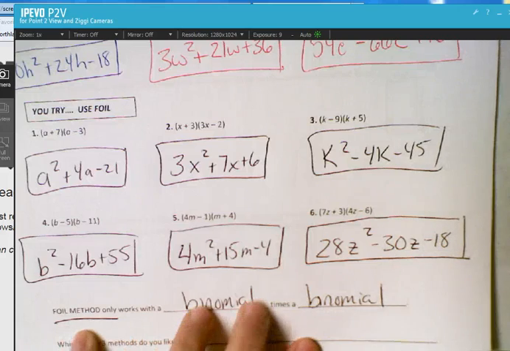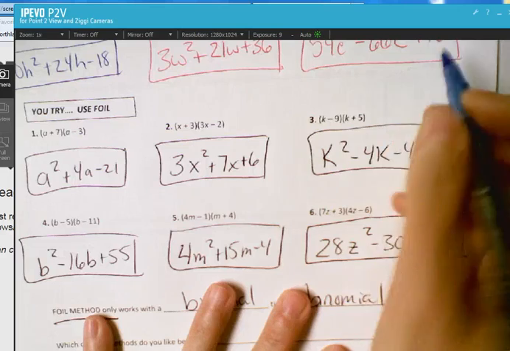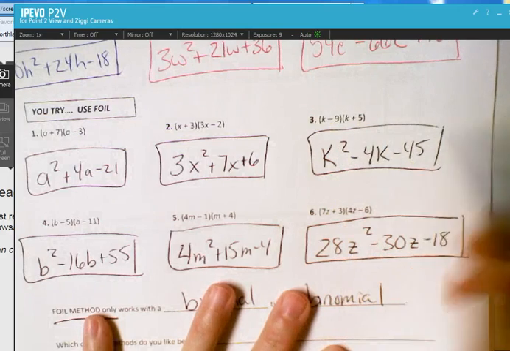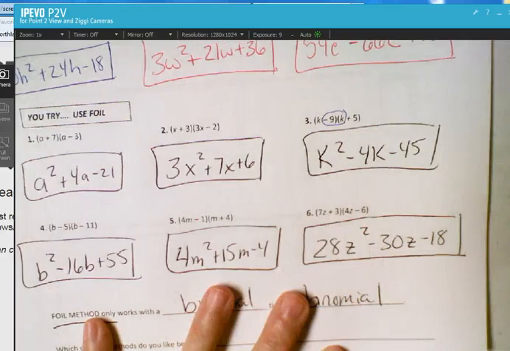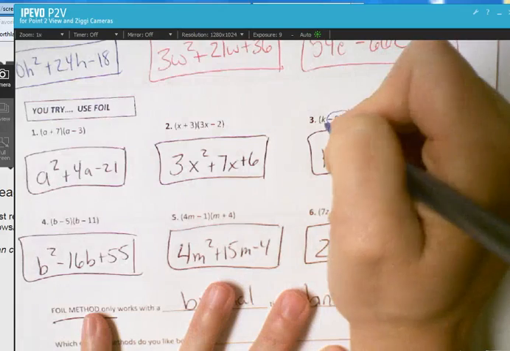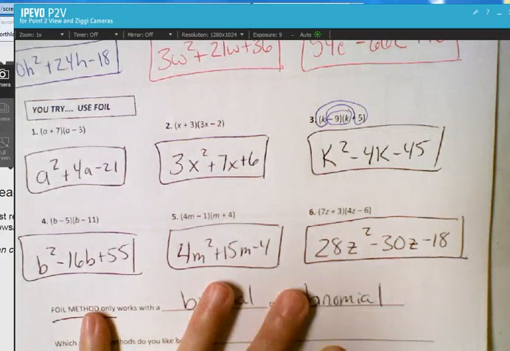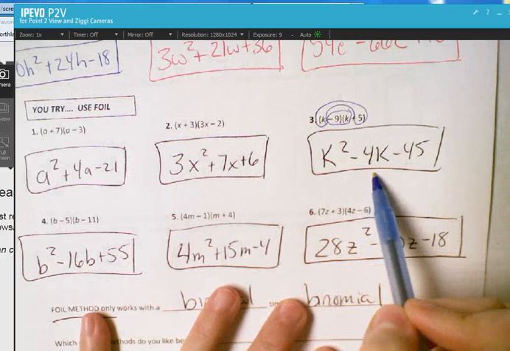So I want to watch what we're doing. We should start looking for patterns. So I know that negative 9 times 5 was negative 45. So that's how I got my constant term. But if I take a look at and I multiply those together, I have a negative 9. And I have a positive 5. Well, negative 9 and a positive 5 is just a negative 4.